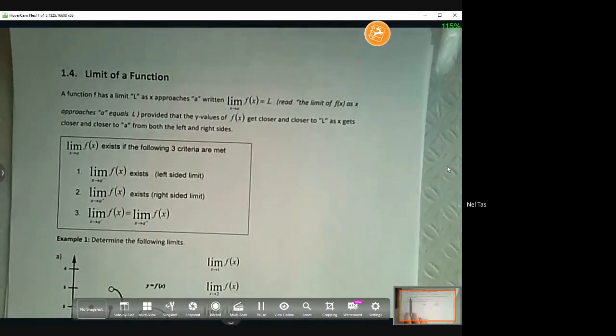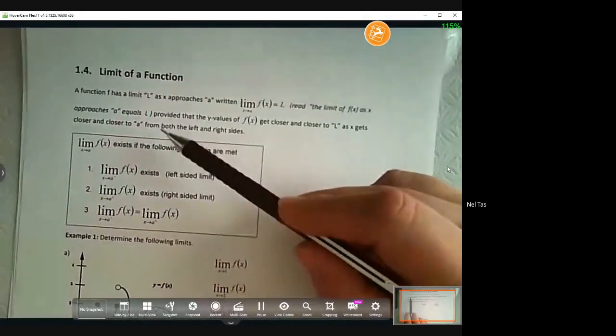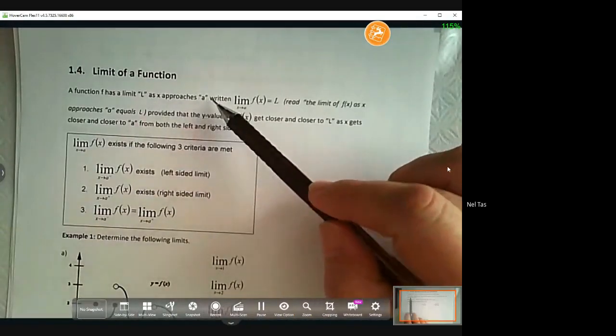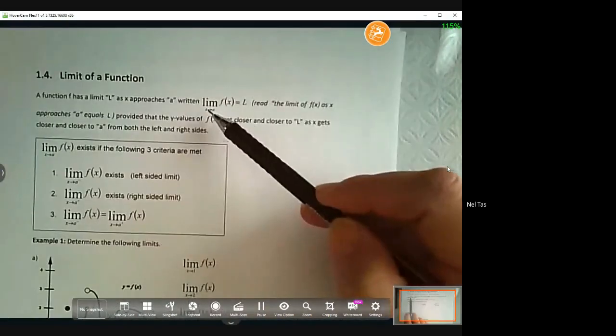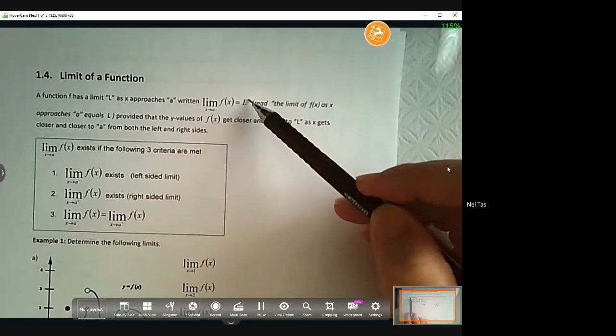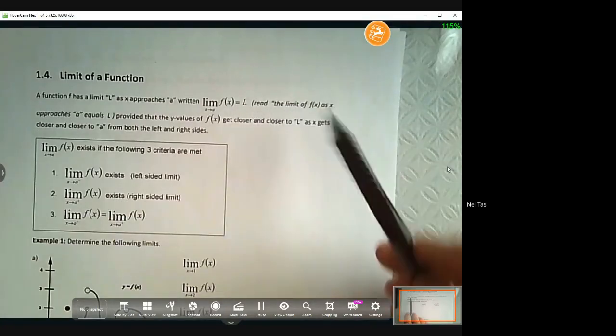So 1.4, limit of a function. A function f has a limit L, L can be any number, as x approaches a. It is written like this: limit of f of x as x approaches a equals L, if the limit is L. Again, L can be any number, okay?